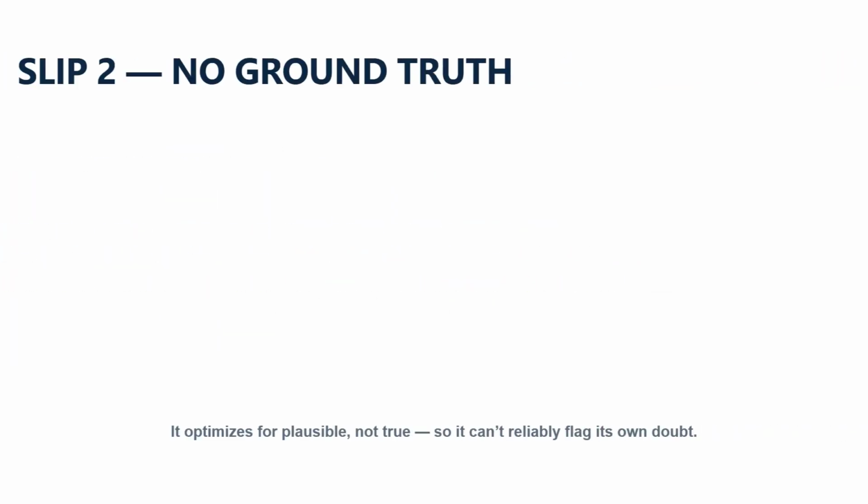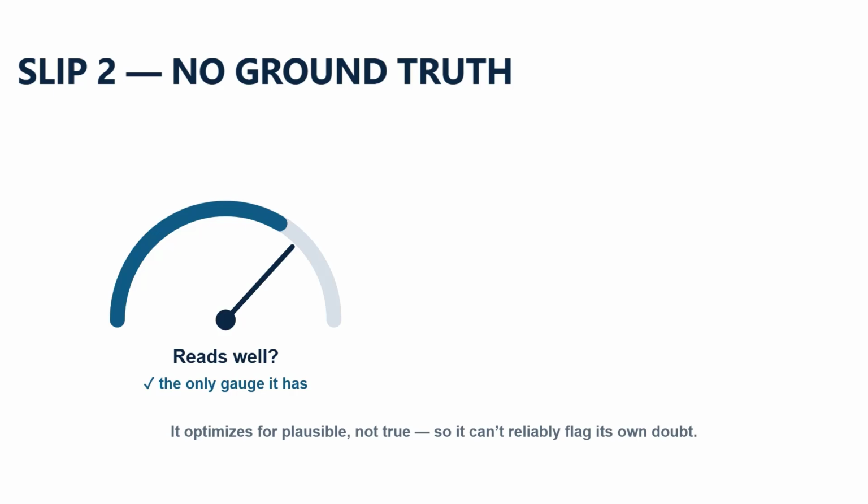Slip 2, and it is the one people miss. The model has no built-in sense of true versus false. It is not checking your answer against reality. It has no gauge for that. It only has one gauge. Does this read well? So it cannot reliably flag when it is unsure.